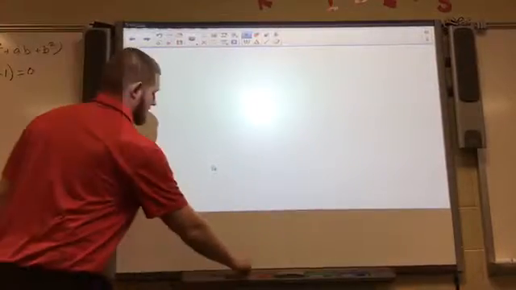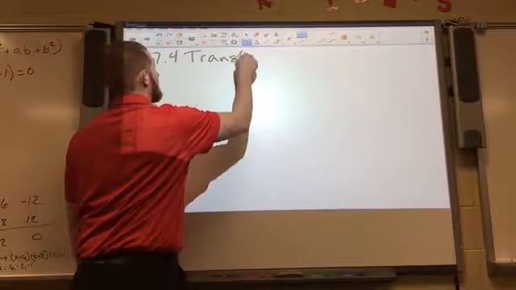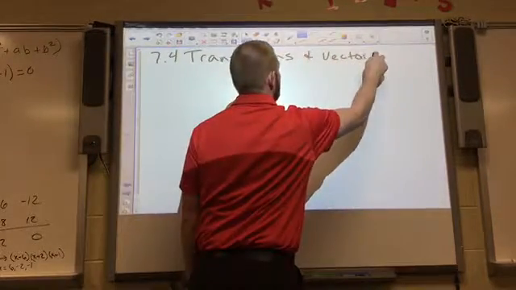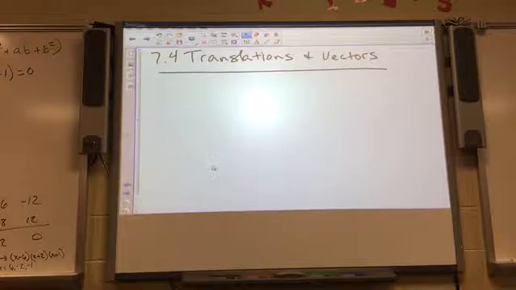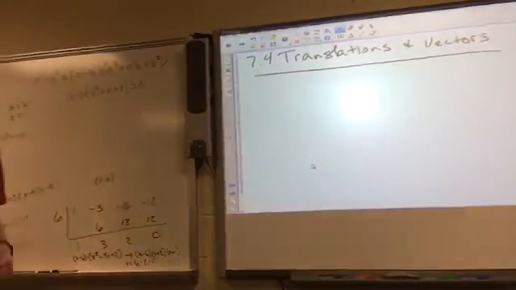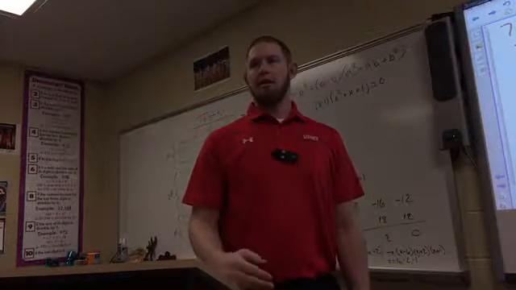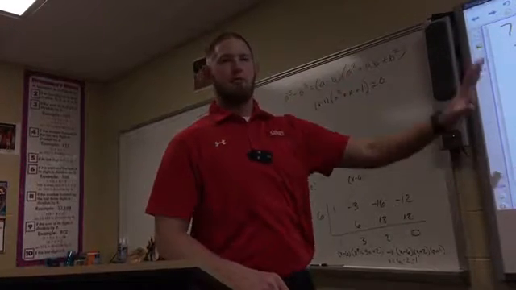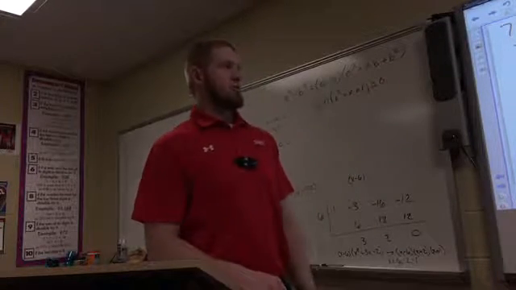7.4 is translations and vectors. Okay, we've kind of already talked about translations, right? A translation is just a what? It's like a glide. It's like a shift. We're just taking something and we're shifting it over, up, down, or over in the opposite direction. So left, right, up, down. Those are your types of translations.